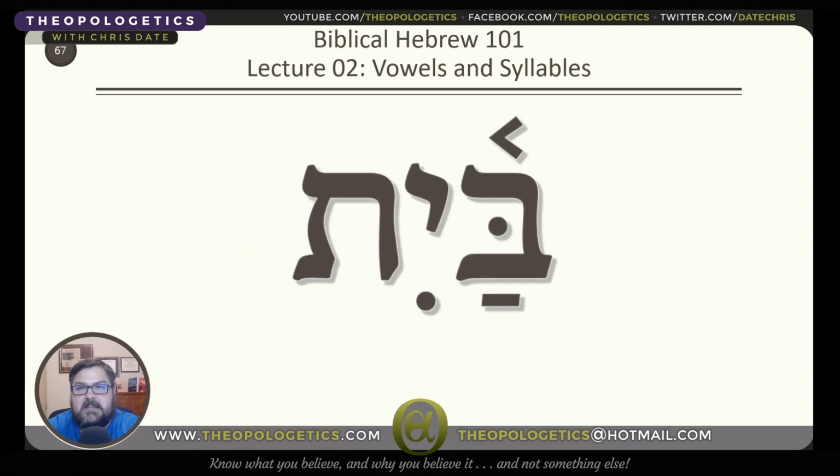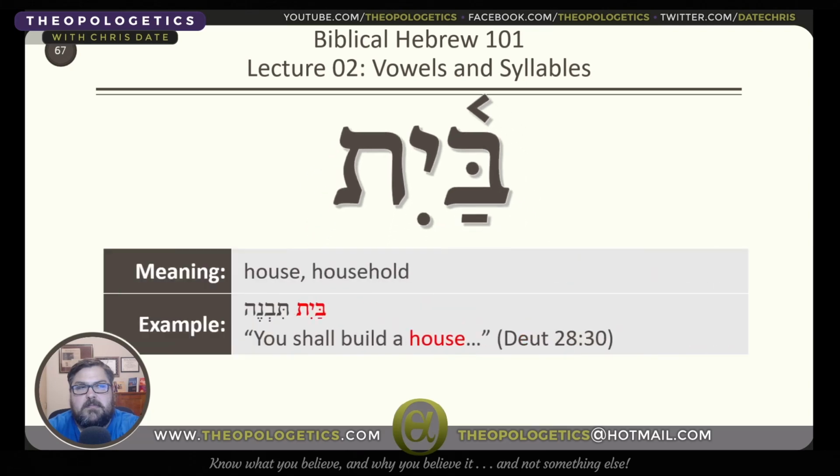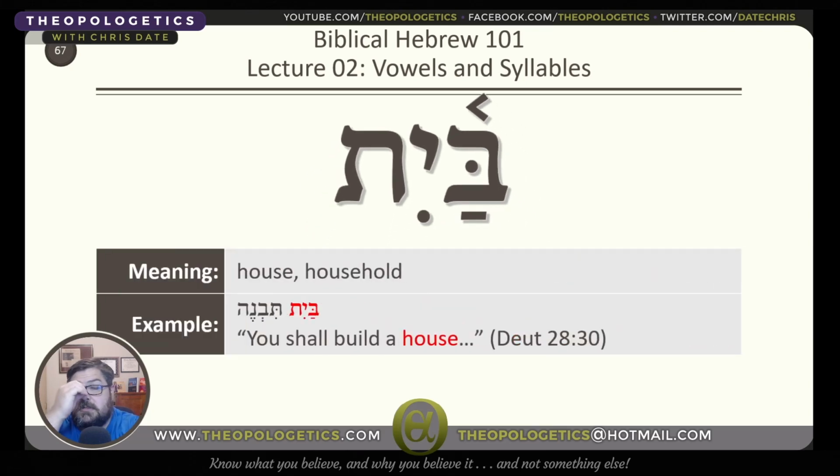Next up is Bayit. This means house or household. As I mentioned in the previous lecture, I think it was, the name of the city Bethlehem is Beit Lechem, and Beit is a form of this word Bayit. Beit Lechem means house of bread. So Bayit is house or household.